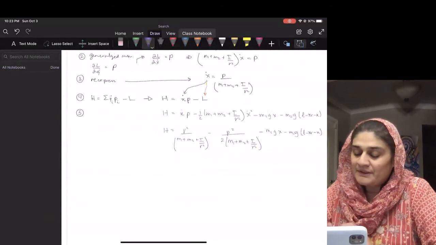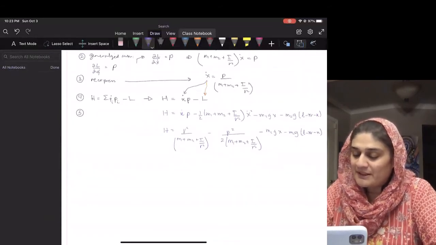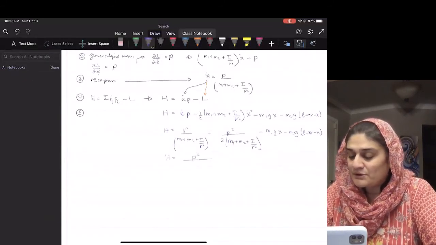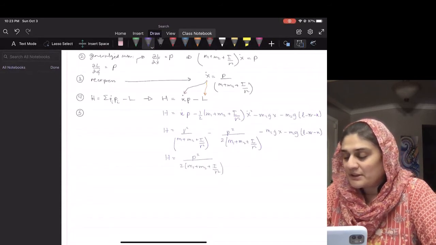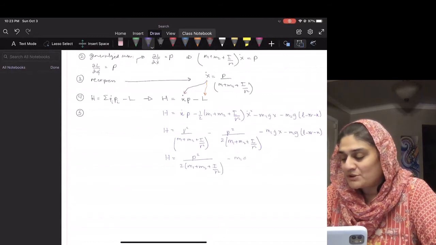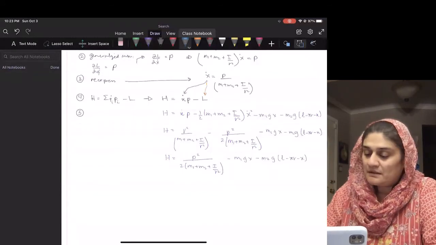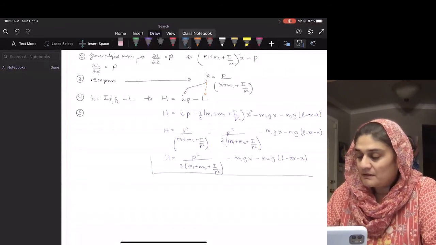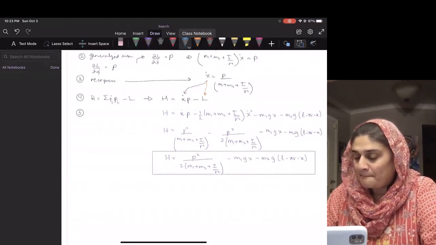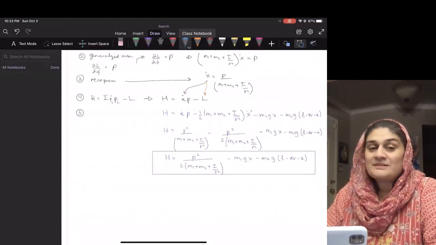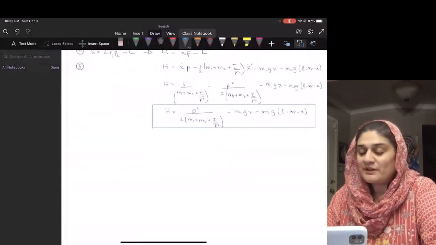Or the Hamiltonian could be written as P squared over 2 (M1 plus M2 plus I over R squared) minus M1 g x minus M2 g (L minus pi R minus x). This is the Hamiltonian expression that we were looking for.